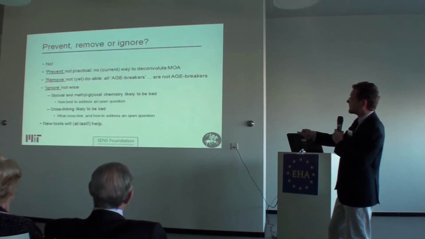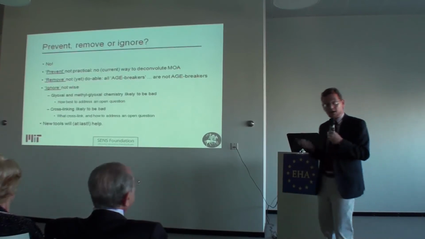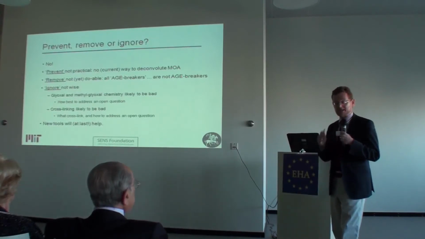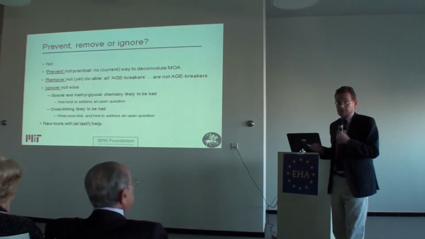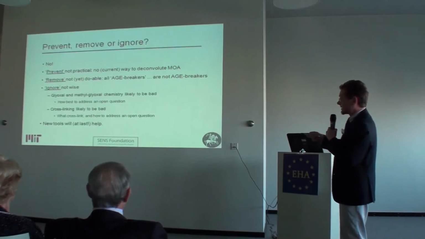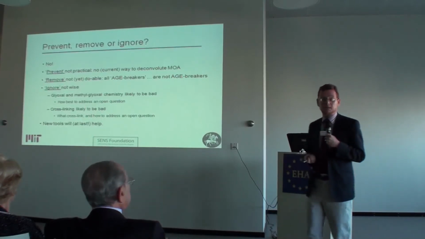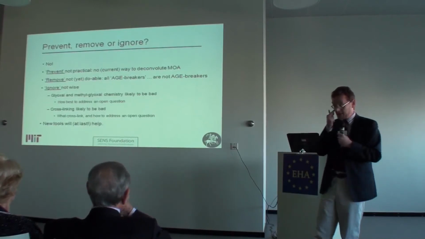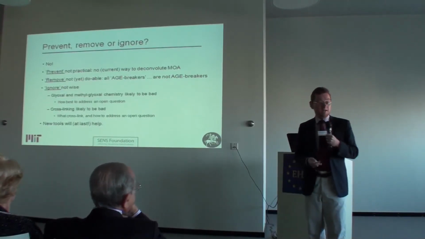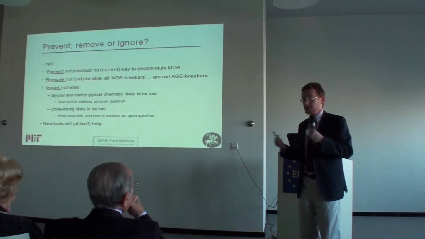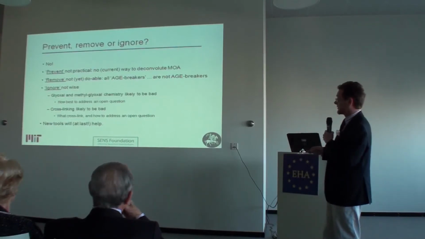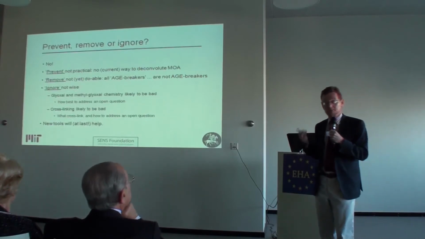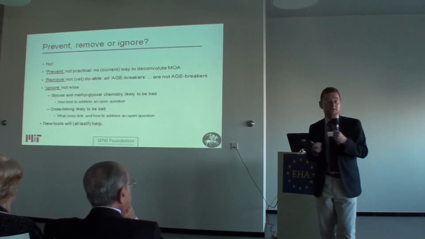So, prevention. Removal. Not yet doable. There are no age breakers yet known that work as age breakers. They might do something, but we don't know what, and they're not age breakers. I don't think ignoring them is wise. Clearly, the dicarbonyls, glyoxal and methylglyoxal, are likely to be bad. They're reactive molecules. No, please don't eat this type of molecule. But we don't know how best to address them. And cross-linking is likely to be bad, but we do not know what cross-link we should be going after.